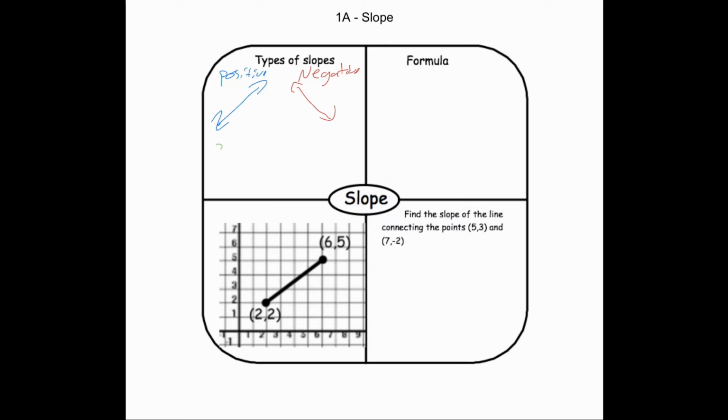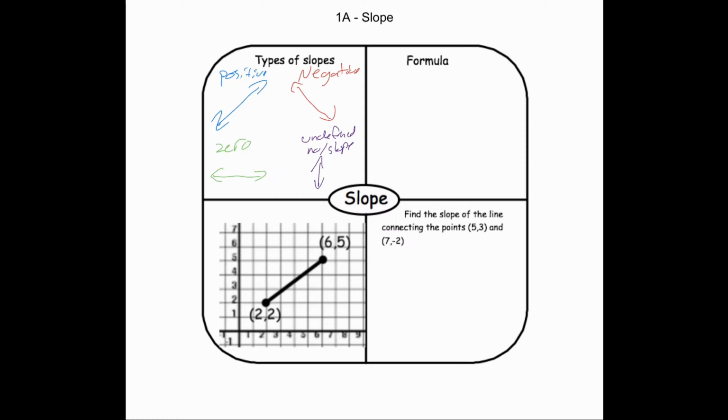We have zero slopes. Zero slopes are just horizontal lines. And then finally, we also have undefined, or sometimes you might hear these called no slopes. So no slopes are vertical lines. All right, so those are your four main slopes. Slopes vary in steepness as well. So a positive slope could be narrow, but it also could be quite steep.